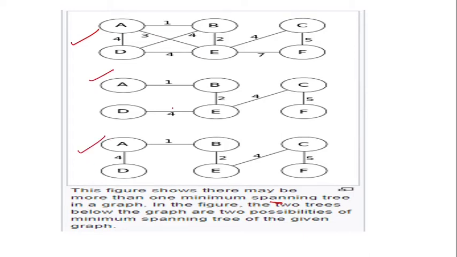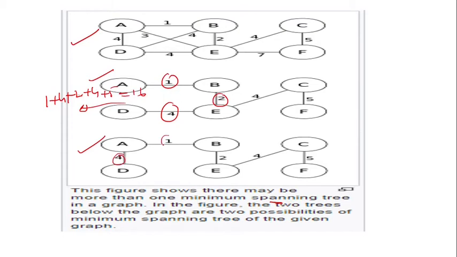So in this case, what is the total cost? The total cost is 1 plus 4 plus 2, 1 plus 4 plus 2 plus 4 plus 5. I don't know how much it is. 4 again 5, 7, 11, 16. In this case, how much?